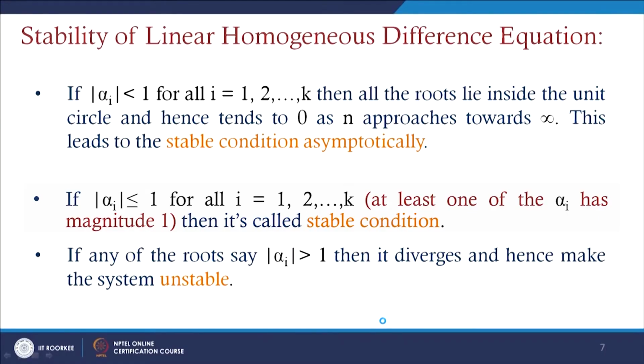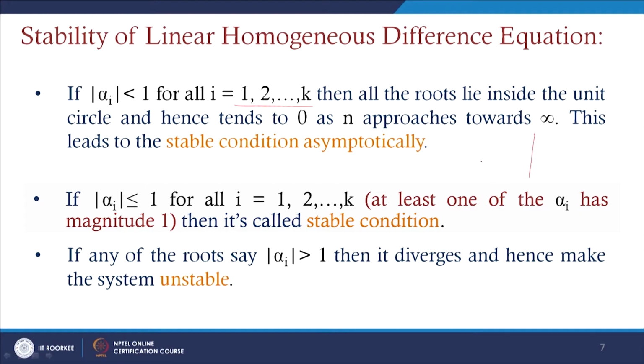Having this system, we now go to the stability condition of this linear homogeneous difference equation. In the first lecture I said that a system should be stable and consistent. Once we get these solutions, we test whether the solution is stable or not. If the absolute value of alpha_i is less than 1 for all i equals 1, 2 up to k, then all the roots lie inside the unit circle and hence tend to 0 as n approaches infinity. This leads to an asymptotically stable condition.